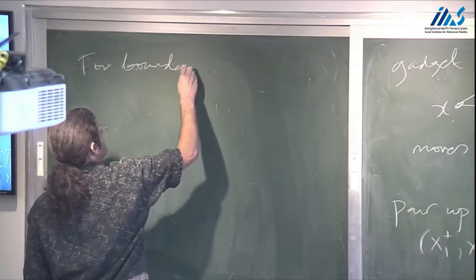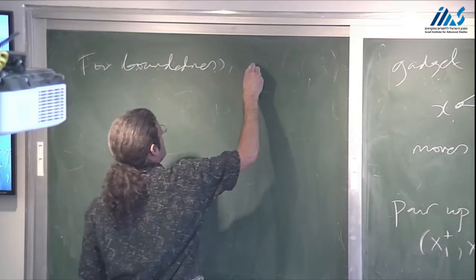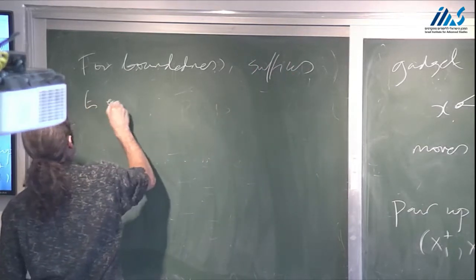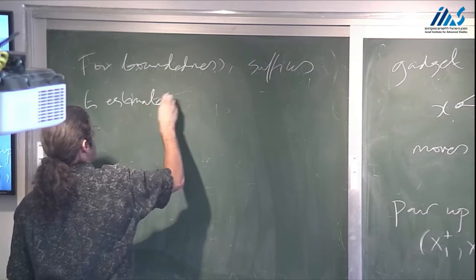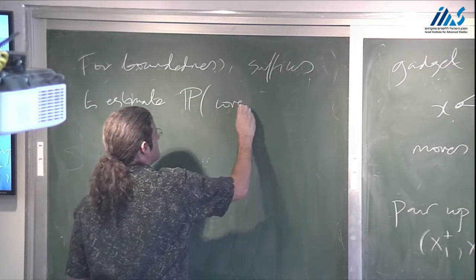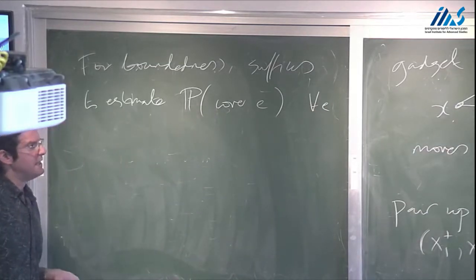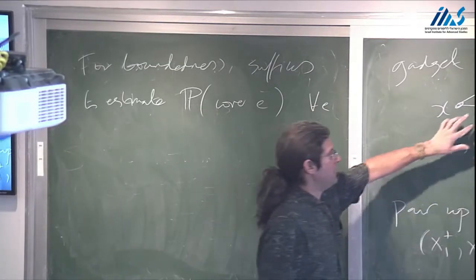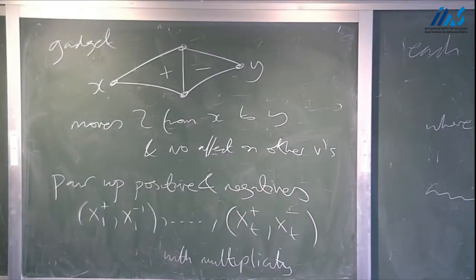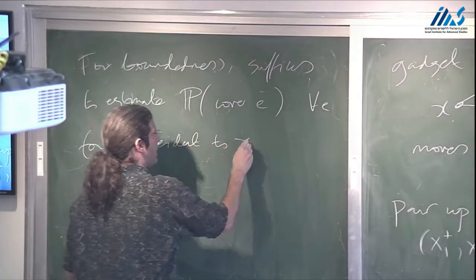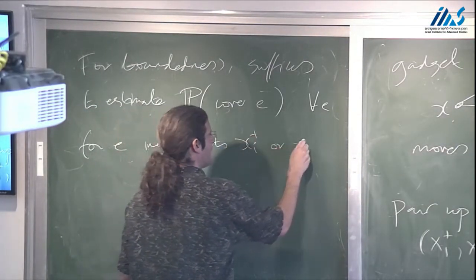So for boundedness, it suffices to estimate the probability we cover E, for E. So I fix some E, and then there are various ways it can be covered depending on the role it's going to play in this configuration. So for E incident to xi plus or xi minus.